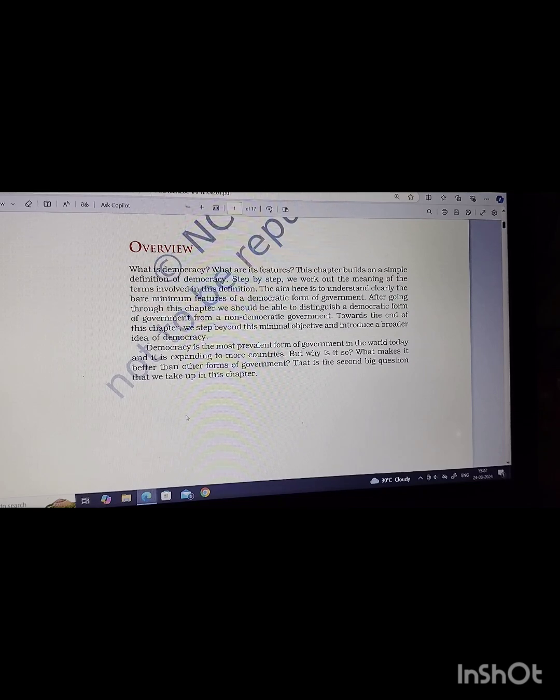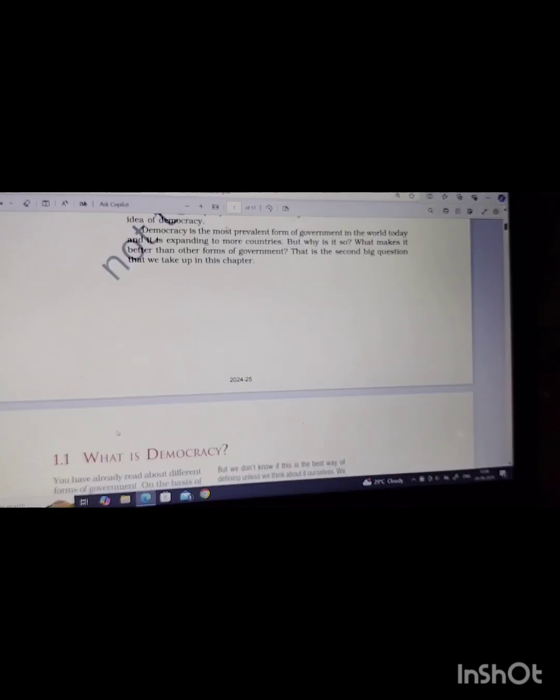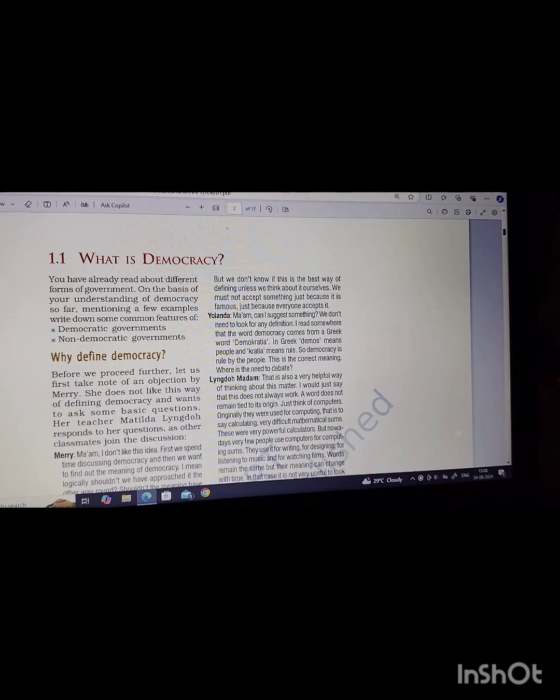So people are the most important because they actually choose their representatives in a democratic form of government, and those representatives work for the people. So why democracy is always a better option or a better form of government than other forms of government is a big question, and we will crack this big question in this chapter only. So, let's start. What is democracy?